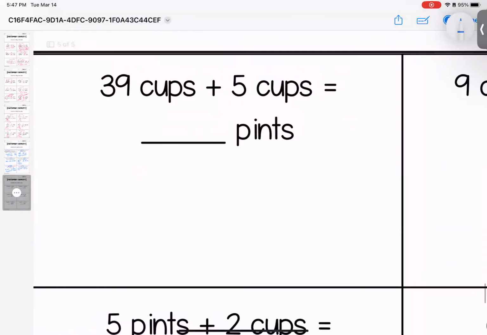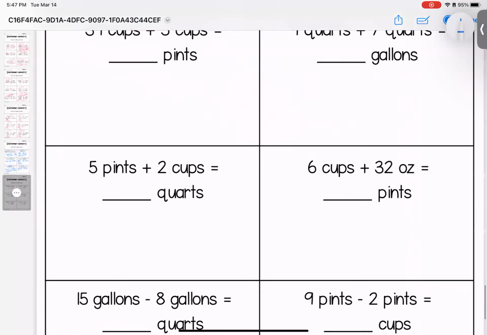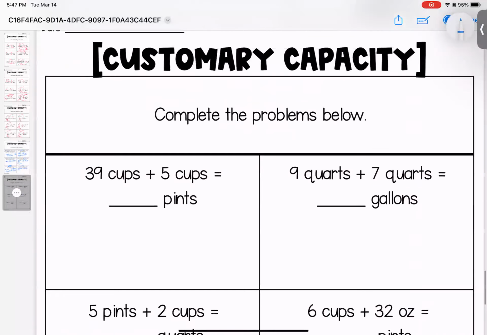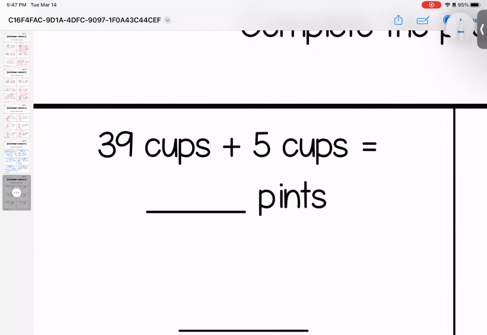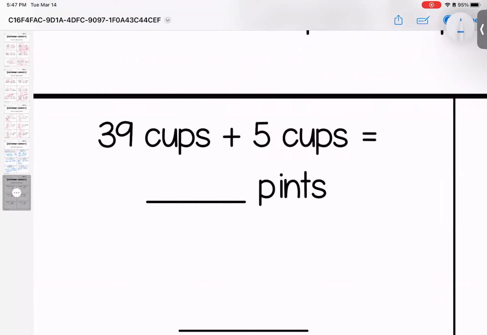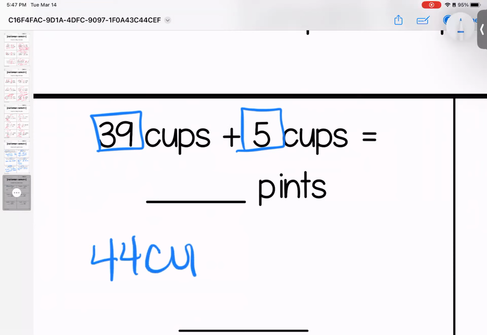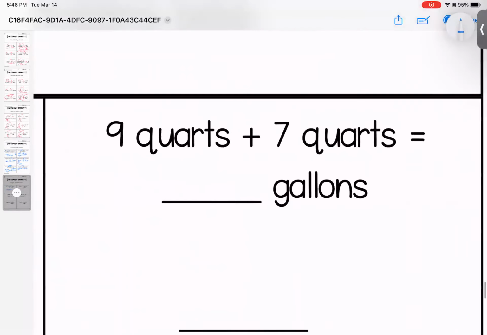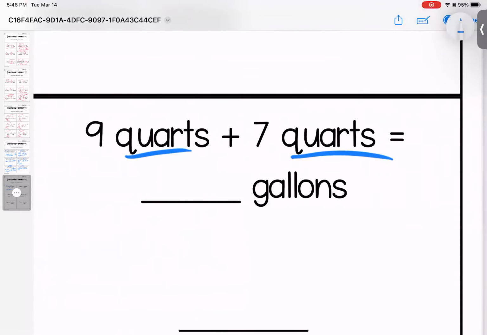All right, love bugs, last one, doing some computation, so adding and subtracting of mixed amounts. So cups to pints. First thing I need to do is add these up. So if I have 39 cups plus 5 cups, they're the same, I can add them. 39 plus 5 is 44. 44 cups, 2 pints. There's 2 cups in each pint, so I'm going to divide this by 2. There are 22 pints.